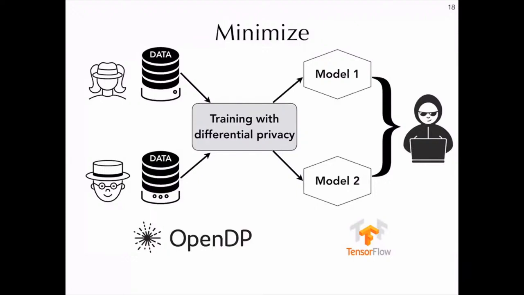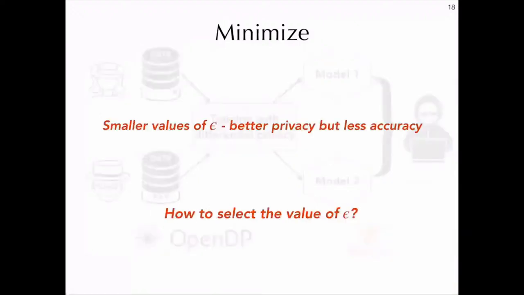But when using these tools, selecting epsilon is a highly non-trivial task. Smaller values of epsilon ensure that we get better privacy guarantees, but it also means getting a less accurate model. Epsilon is just a worst case upper bound on the privacy risk, but it might not accurately capture the practical privacy risk for this particular dataset that we are using. So how do we select a decent value of epsilon?